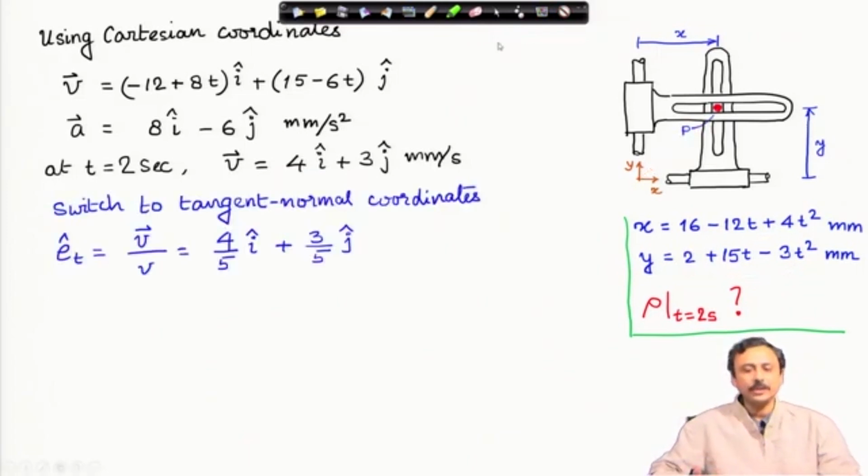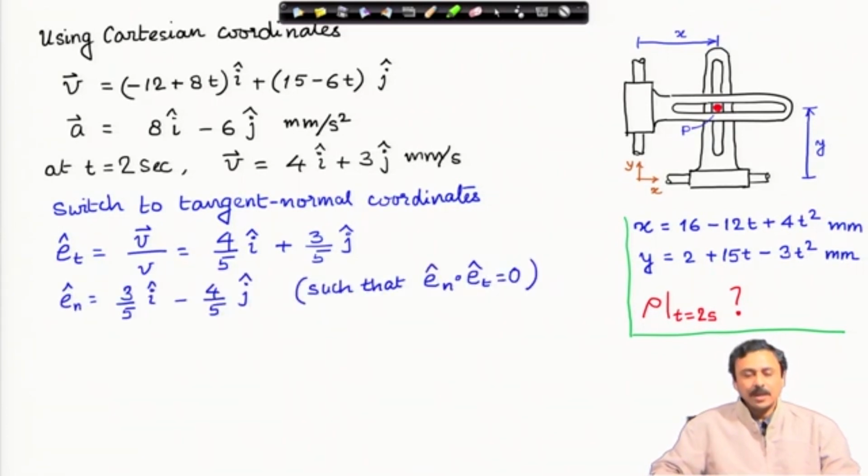So, we switch to the tangent normal coordinates. We define E t as the velocity vector divided by the speed, and that gives us this unit vector 4 by 5 I cap plus 3 by 5 j cap. Unit vectors do not have dimensions. Okay. So, this is E t cap. Then I find out E n cap as a vector which is normal to E t cap.